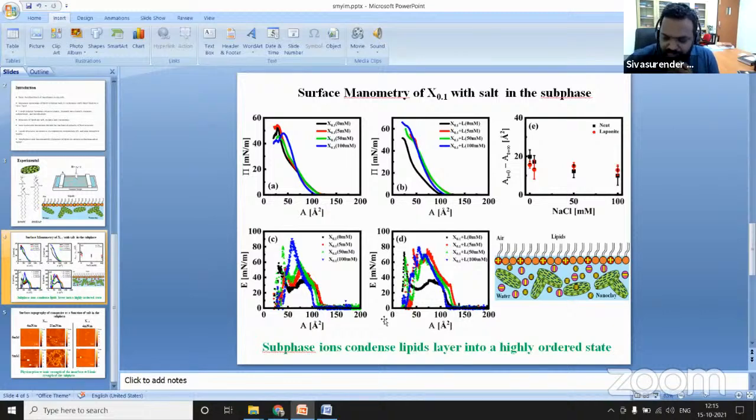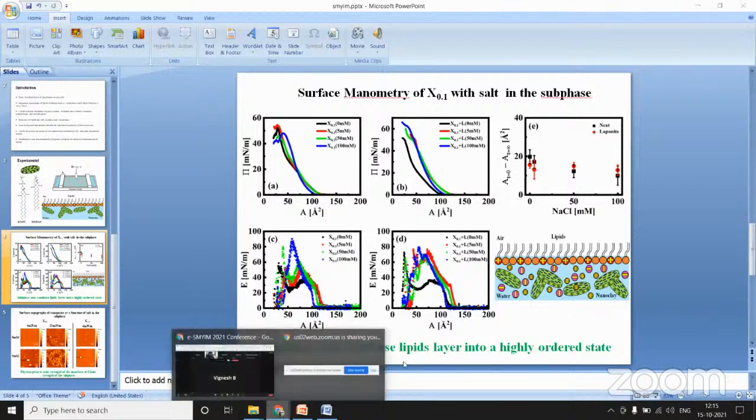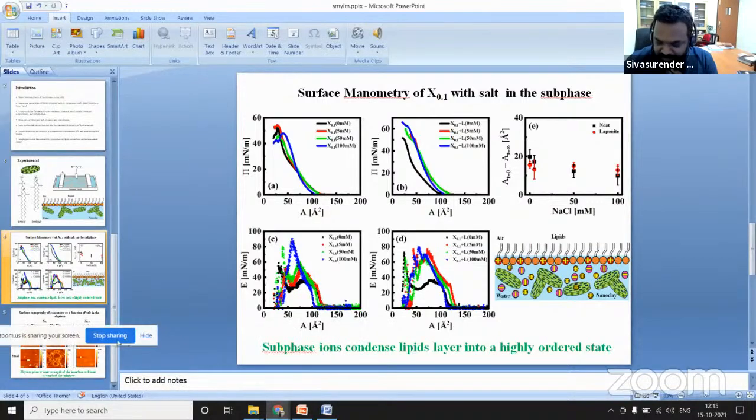Okay, so any other questions to Chandan or Vignesh? So Vignesh, are you? Yes, sir. I'm just thinking about your future work, which is excellent. So you want to look at the tumbling frequency of your bacteria under shear. Is that what you're trying? Yeah.